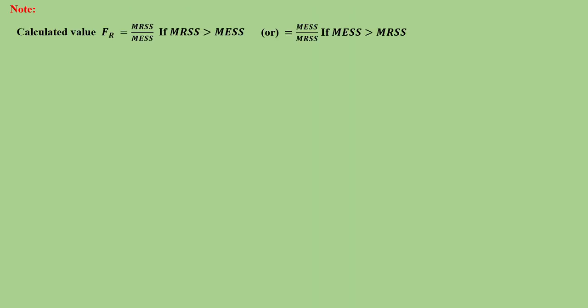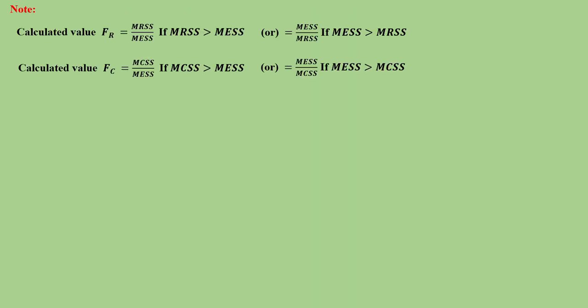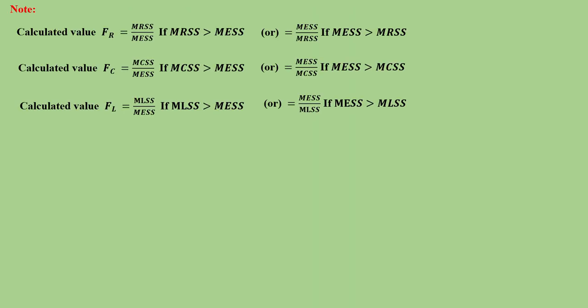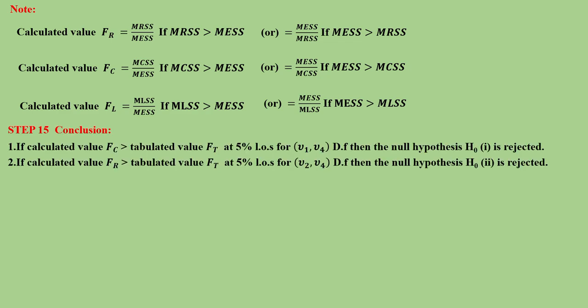Then you find the conclusion. How to find FC, FR, FL? It is just notation, that is why we are giving R, C, L in the suffix of F. Next, conclusion, as usual: if the calculated value is less than the tabulated value, accept, and if the calculated value is greater than the tabulated value, reject. That's all.